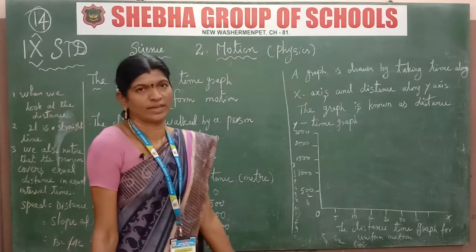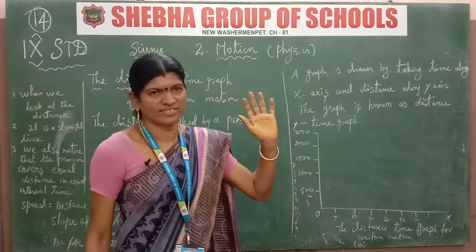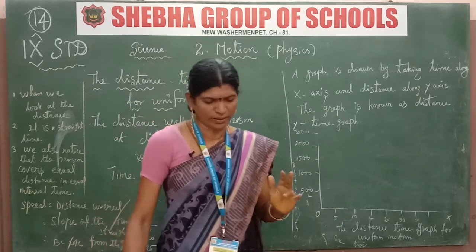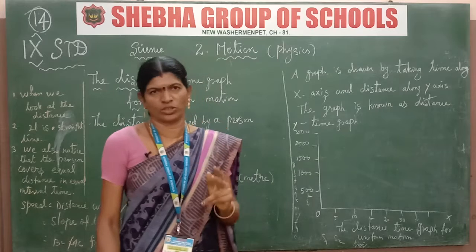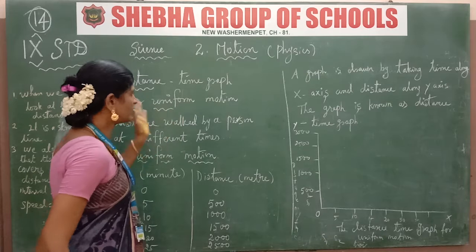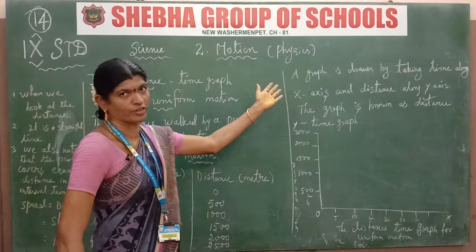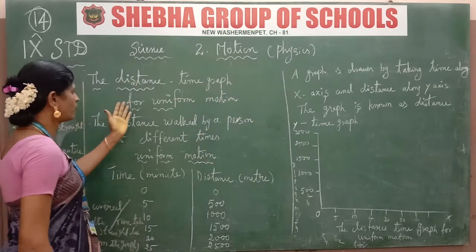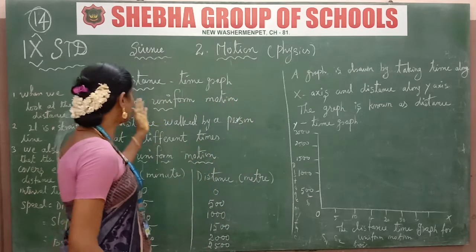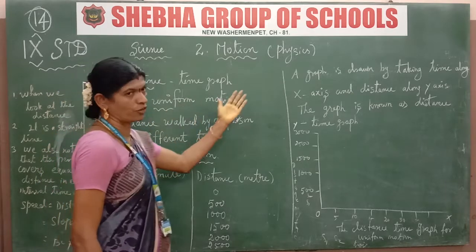Now we are going to lesson number 2, part 2, motion. In the last previous class we studied speed, distance, velocity, displacement, the types of motion, rest and motion. In this class we will discuss the types of distance-time graph: the distance-time graph for uniform motion and for non-uniform motion.